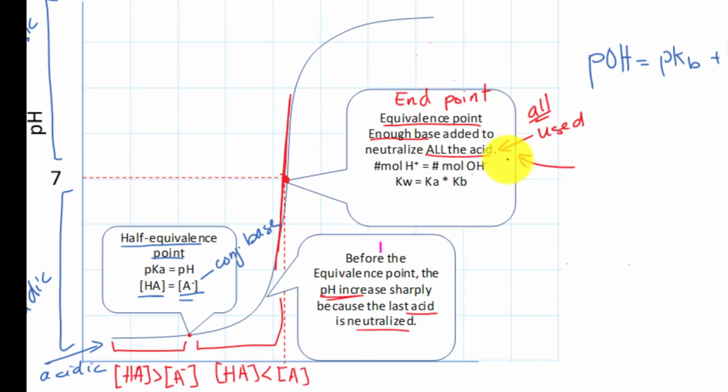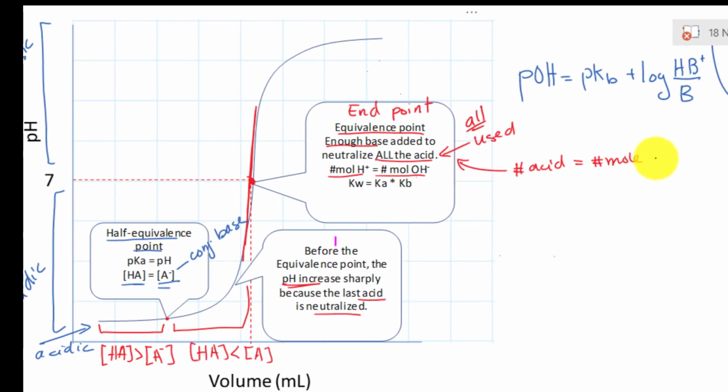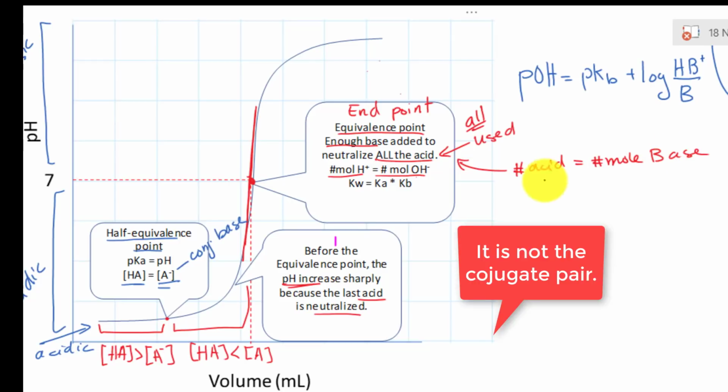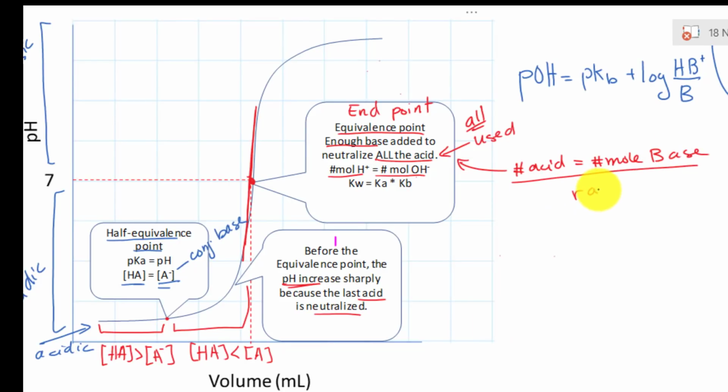Because all of it is used up, the number of moles of H+ is equal to the number of moles of OH-. But most importantly, the number of moles of acid is also equal to the number of moles of base. And what does that tell you about this? Well, now we can use that as a ratio in a chemical reaction.